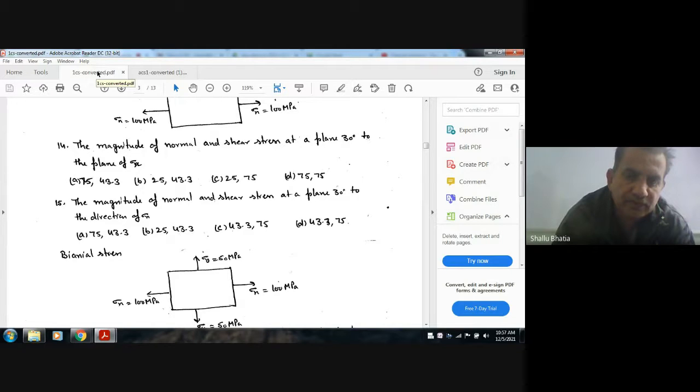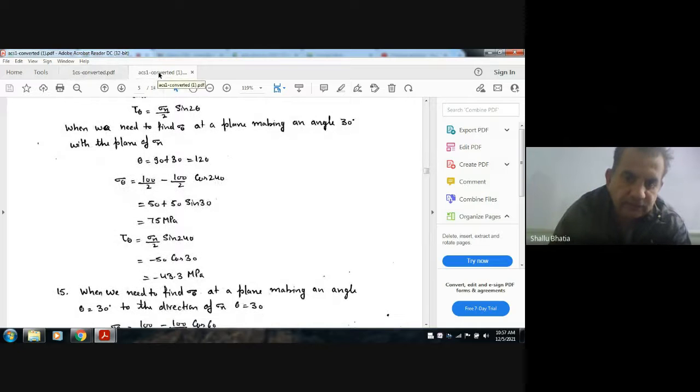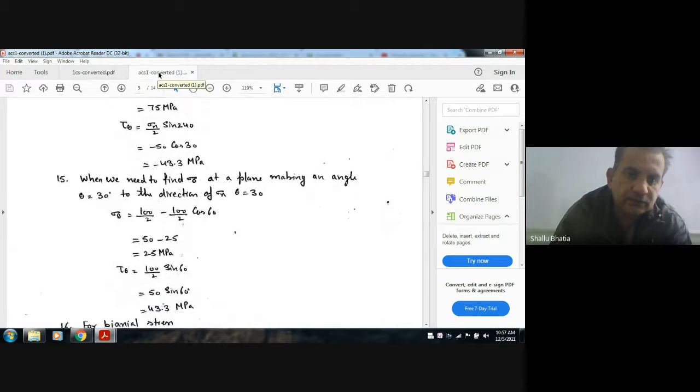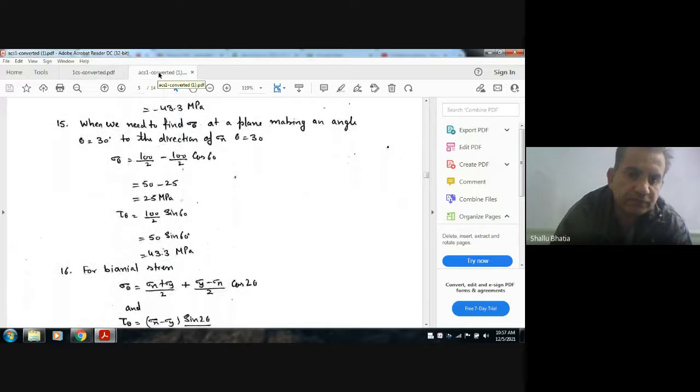Next question: the magnitude of normal and shear stress at a plane 30 degrees to the direction of x. This is the direction of x, and this is the same as the plane of x. So if we put theta is equal to 30 degrees, we can directly get the answer. That is 25 MPa and 43.3 MPa.